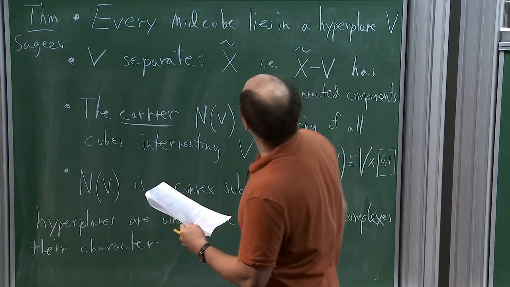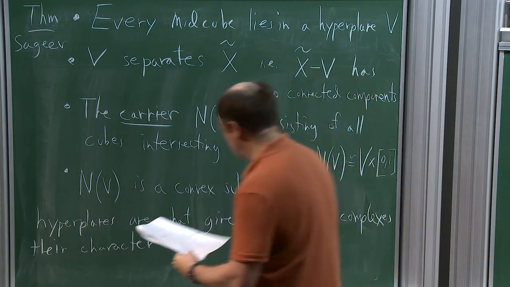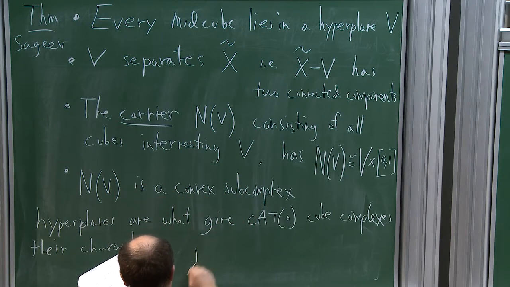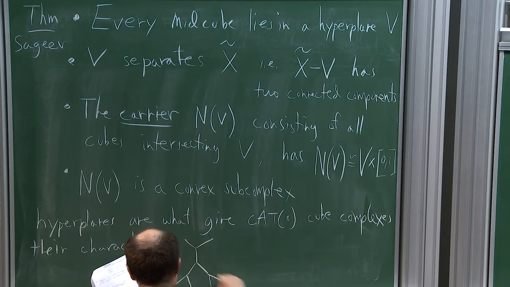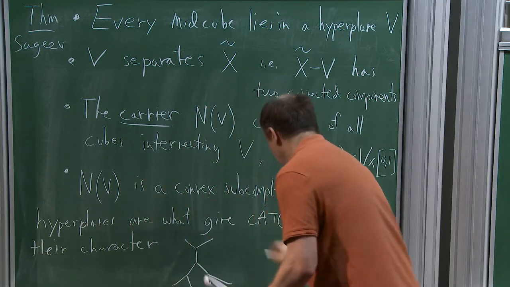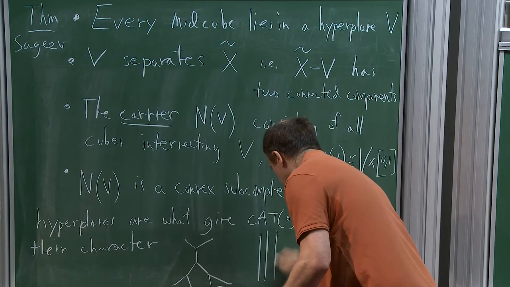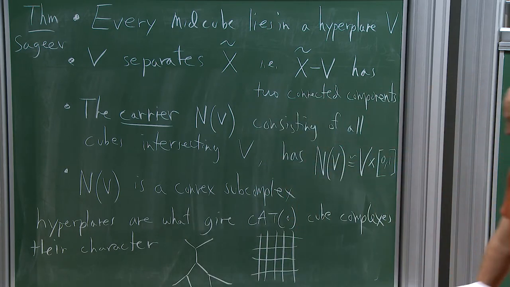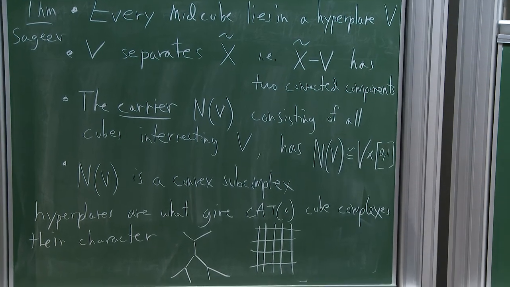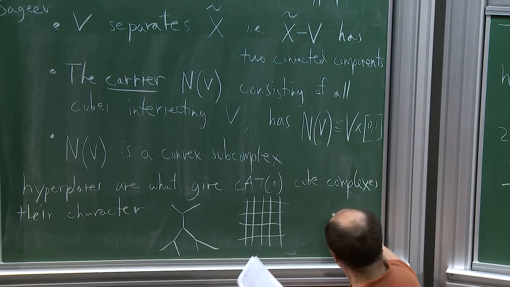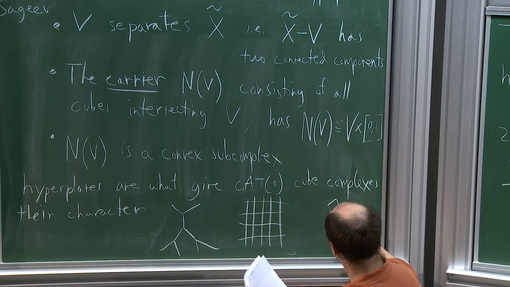Let's see some examples that you're familiar with of CAT(0) cube complexes. Trees are these simply connected one-dimensional CAT(0) cube complexes, right? And I already mentioned Euclidean space. That's Euclidean 2-space over there, cut up into squares. And maybe the hyperbolic plane broken up into squares.